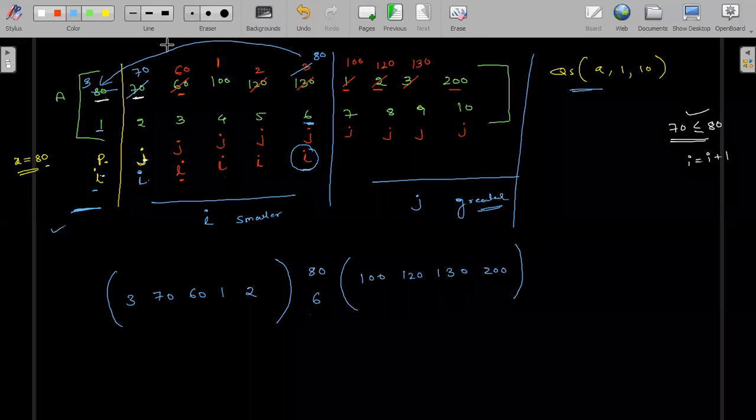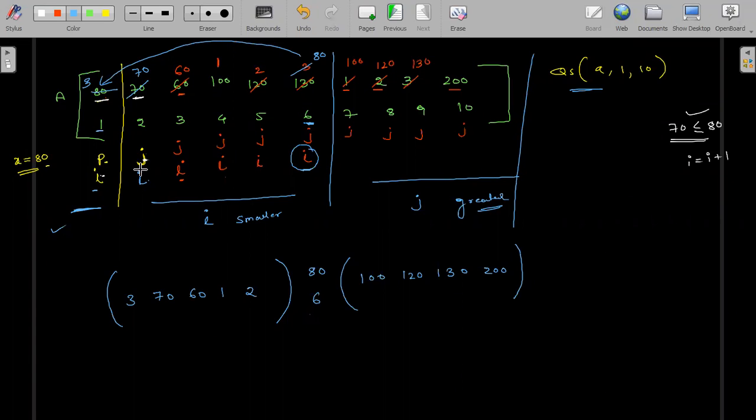If it is repeated, no problem, nothing is going to happen. Why? Because I and J are going to be compared. If it is greater, it will not inform. Suppose the element is 10, 10.